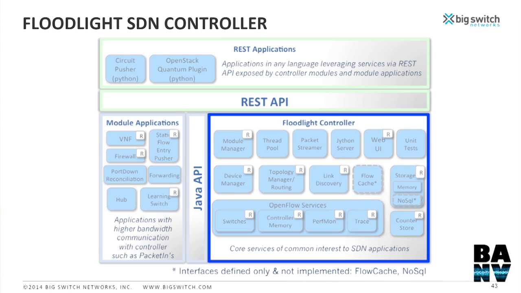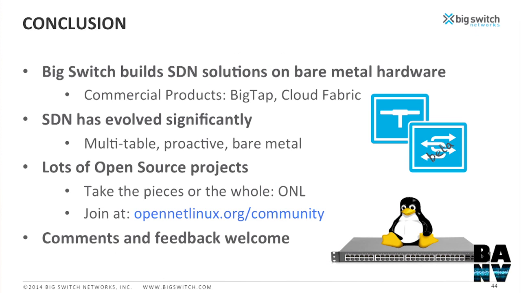So I'll just obnoxiously jump to my conclusion slide. Not the subtlest of endings to the talk, but so yeah. Big Switch builds SDN solutions on top of bare metal hardware. We have 2 commercial products, Big Tap and Cloud Fabric. Cloud Fabric is still in beta now. It's not going to be launched just yet.